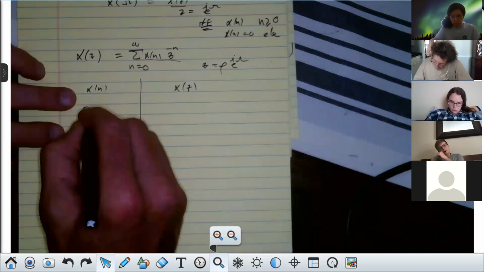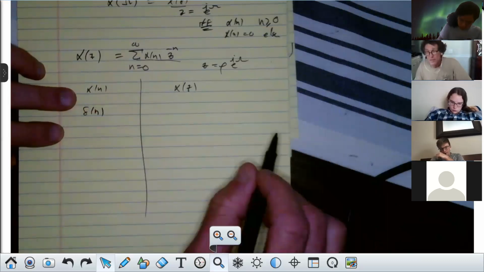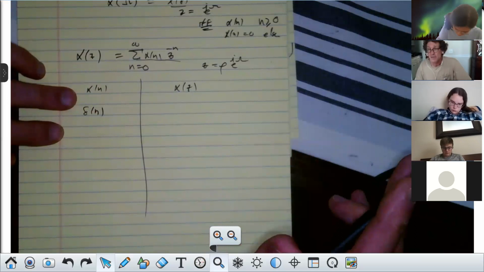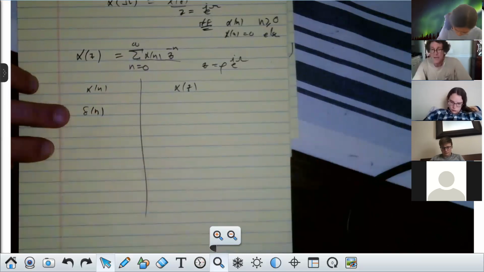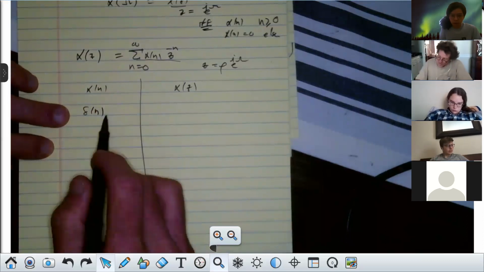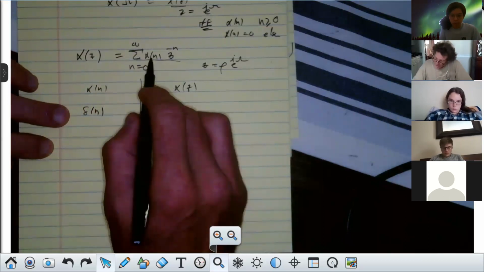So if I have delta of n, probably the easiest thing to see is a delta of n function. What is delta of n? It's 0 everywhere except what, class? 0. When n is 0, what is its value? 1. Not infinity, 1, right? So plug this into this thing. All right, n equals 0.